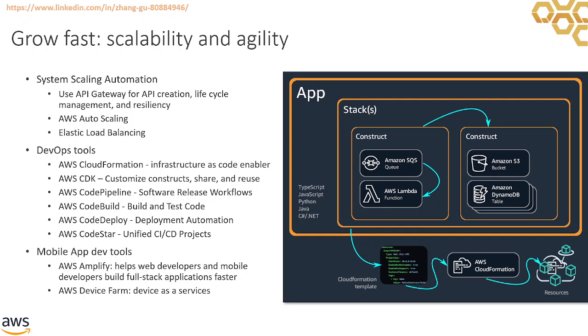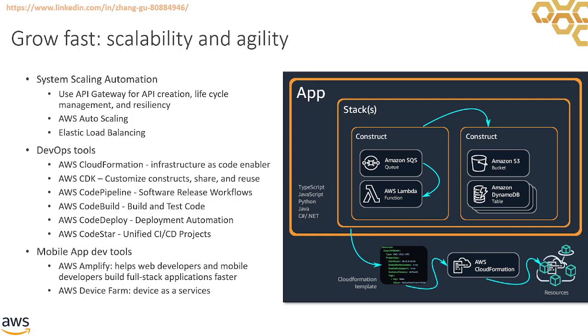Here are some solutions to grow your system much faster. Use API Gateway for API creation, lifecycle management, and resilience. It makes it easier for developers to create, publish, maintain, monitor, and secure APIs at any scale. Elastic Load Balancing automatically scales as your incoming traffic changes over time. AWS Auto Scaling monitors your applications and automatically adjusts the capacity to maintain steady, predictable performance at the lowest possible cost.